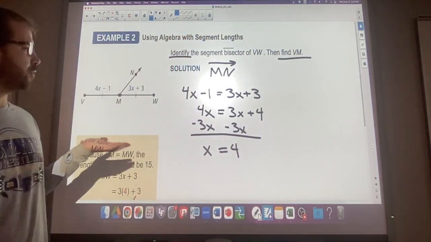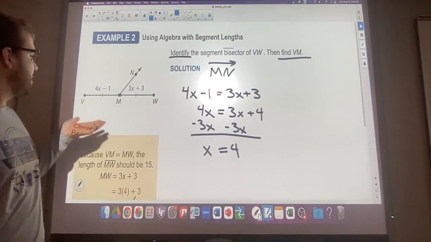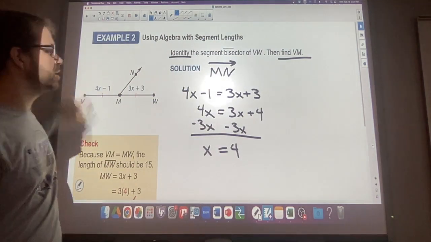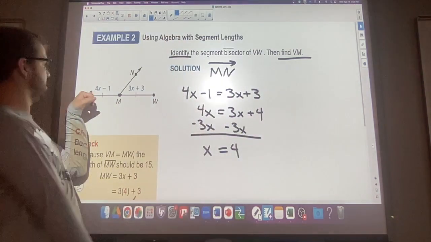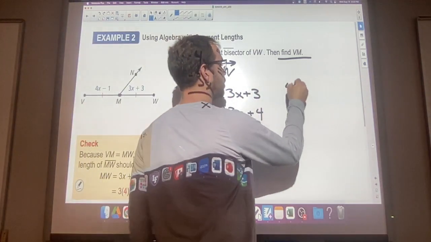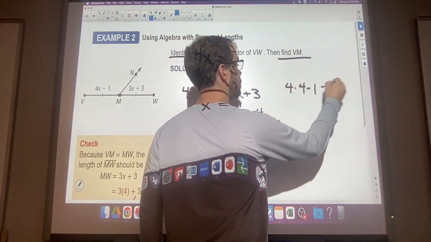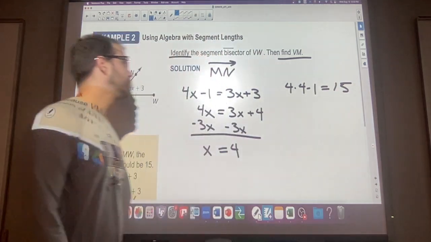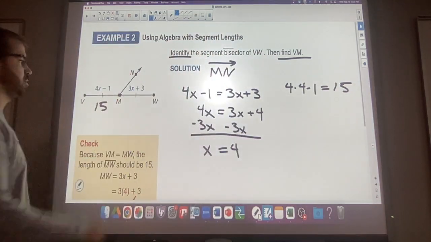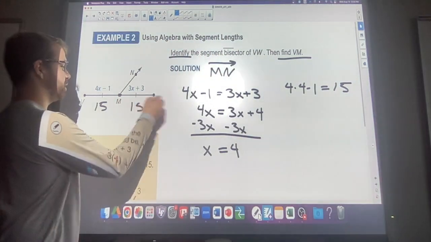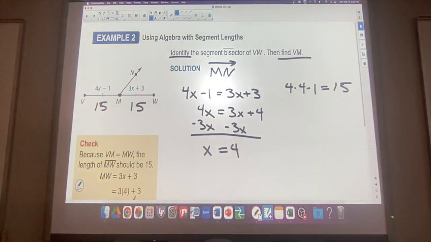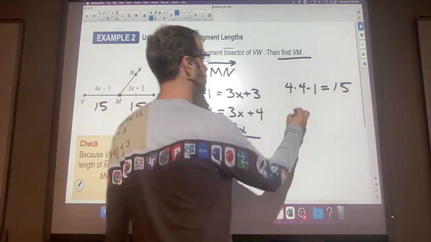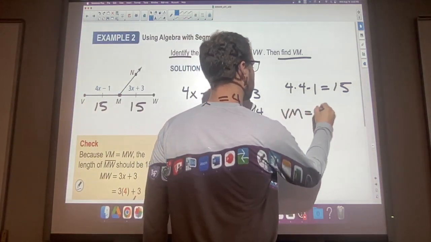So if x equals 4, then we can plug it back into either of these. Okay, let's just do this here. So let's do 4x minus 1. It'd be 4 times 4 minus 1, which would equal 15. So if this is 15 here, then this is 15 here. We can double check it. Oh, lights turned off. Come on, lights. Then we can do 12 plus 3. We get 15 also. So we can say that VM equals 30.